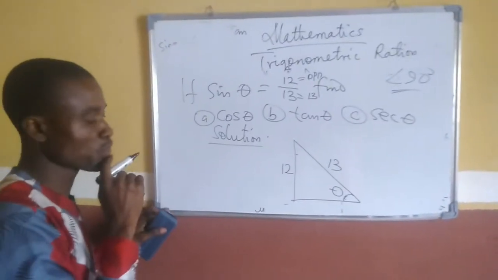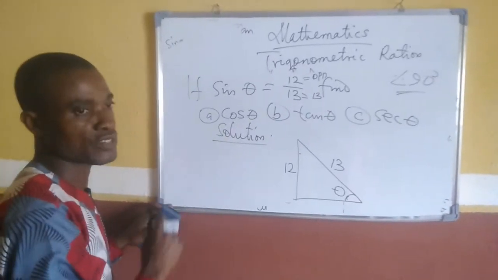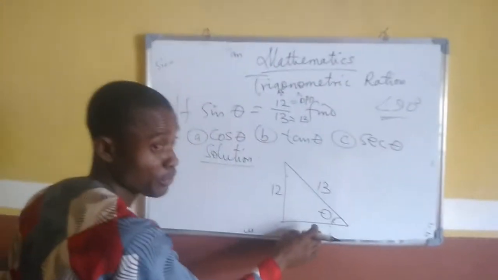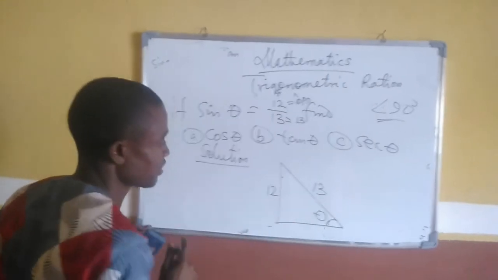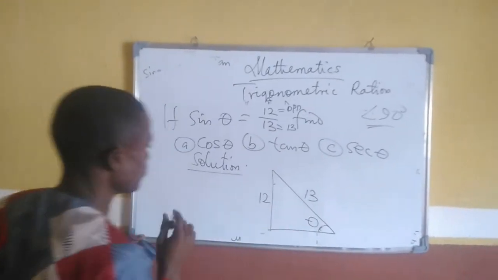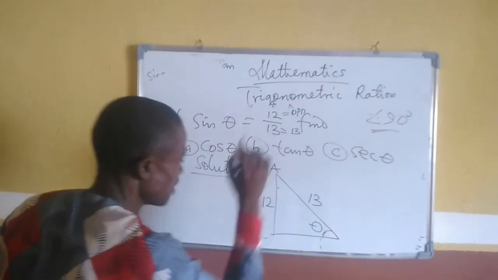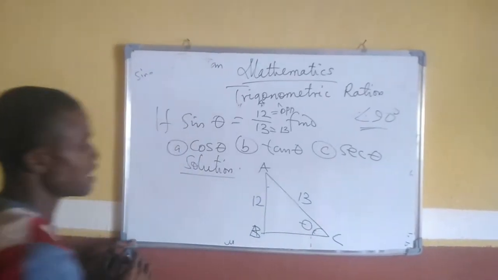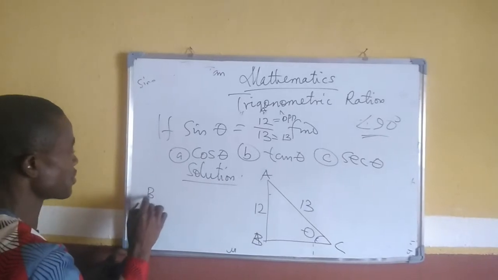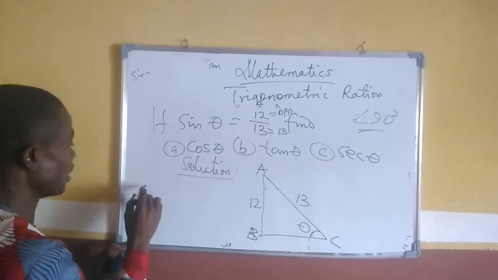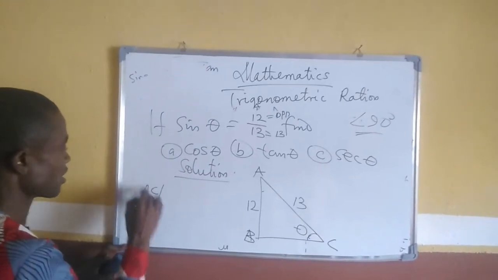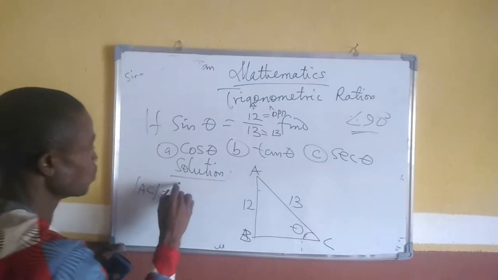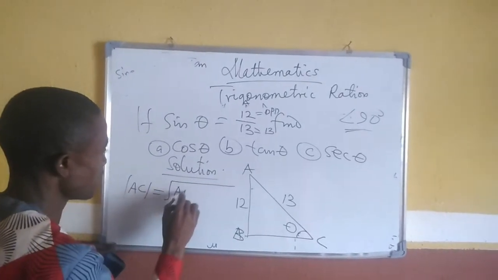How do you get this? You can use what we call Pythagoras Theorem, because here it's not given to you. So how do you get this? For you to get this problem, let me still label them A, B, and C. How do I get BC? From Pythagoras Theorem, the longest side, AC, equals square root of AB square plus BC square.